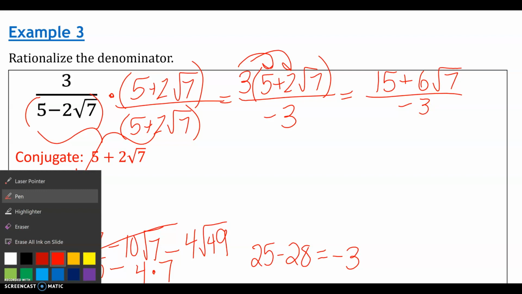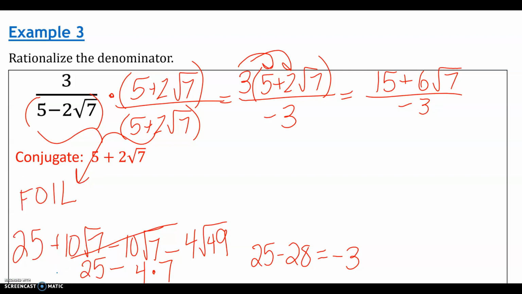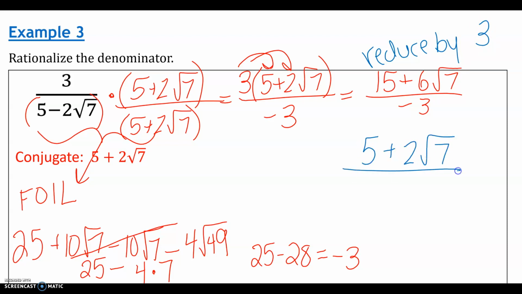Now, we are almost done. You need to look at, like I said earlier, these 3 numbers right here. You have a 15, 6, and a 3. Now, I do believe that there is a universal number that you can divide all 3 of those numbers by. So we are going to reduce by 3. So this is going to be a 5. This is going to be a 2. Radical 7 stays. And this would be a -1.